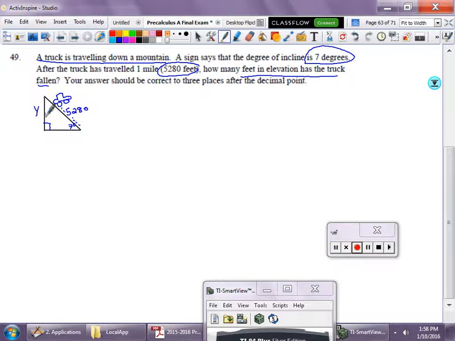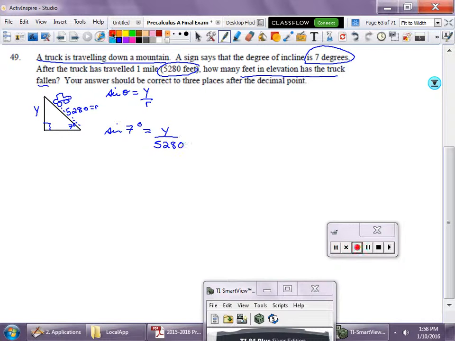So here we go, setting up our proportion with what we have. Remember, go back to your ratios. Sine is y over r. Good, that's our first one. You get it. So since the sine of an angle is equal to y over r, right angle trigonometry, sine of 7 degrees is equal to y over r.